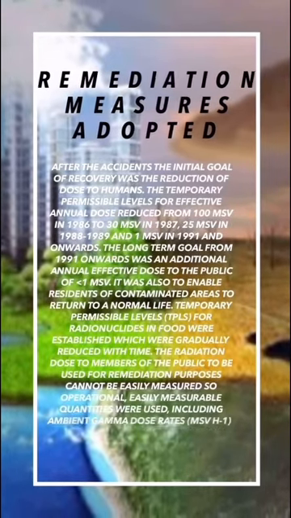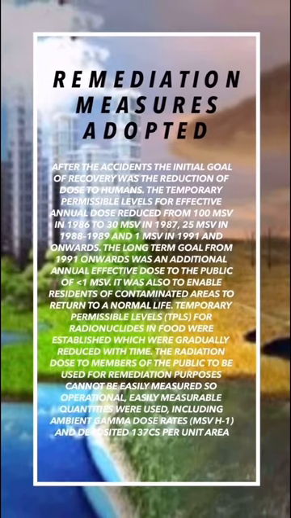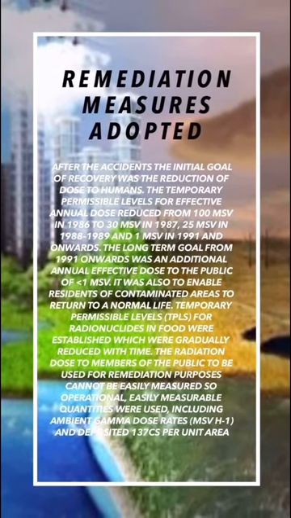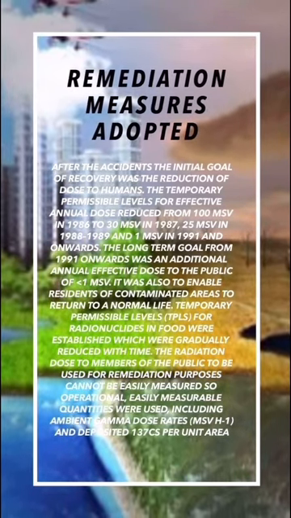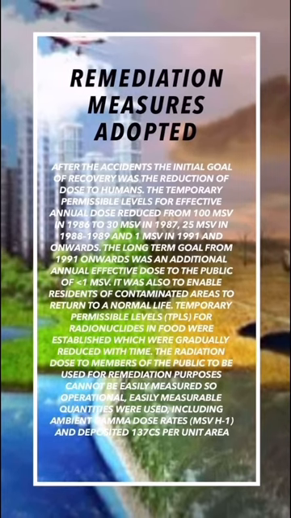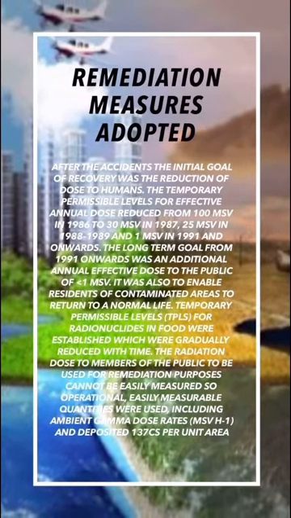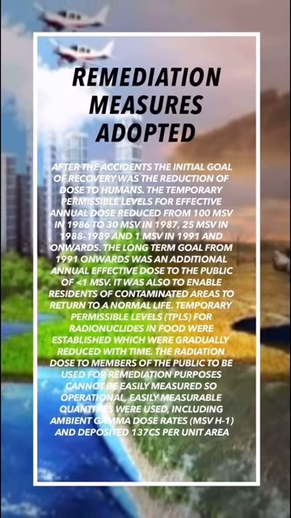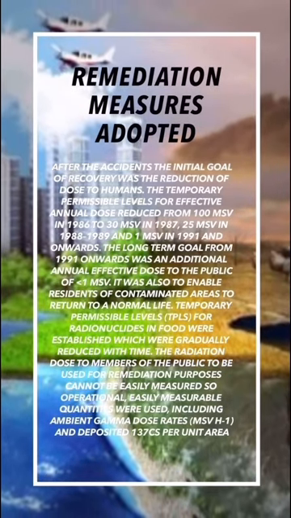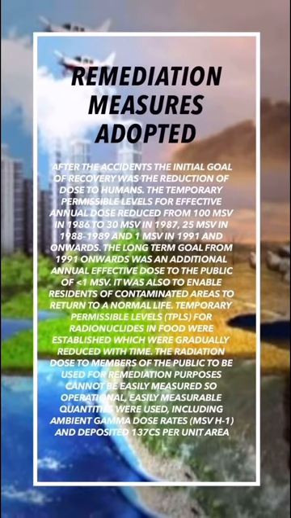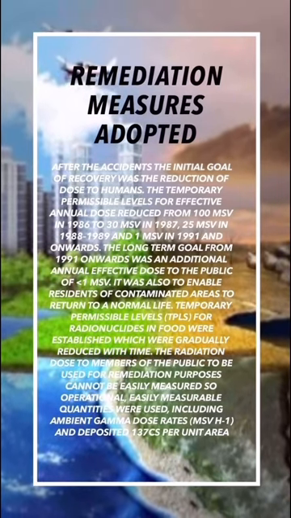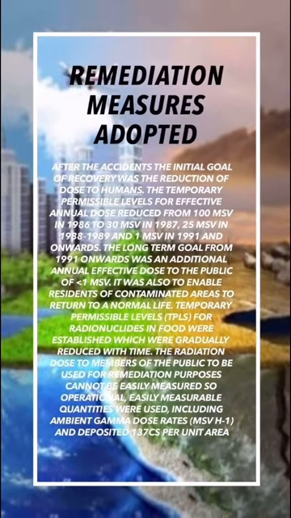Radiation protection measures adopted after the accident. The initial goal of recovery was the reduction of dose to humans. The temporary permissible level for effective annual dose was reduced from 100 mSv in 1986 to 30 mSv in 1987.